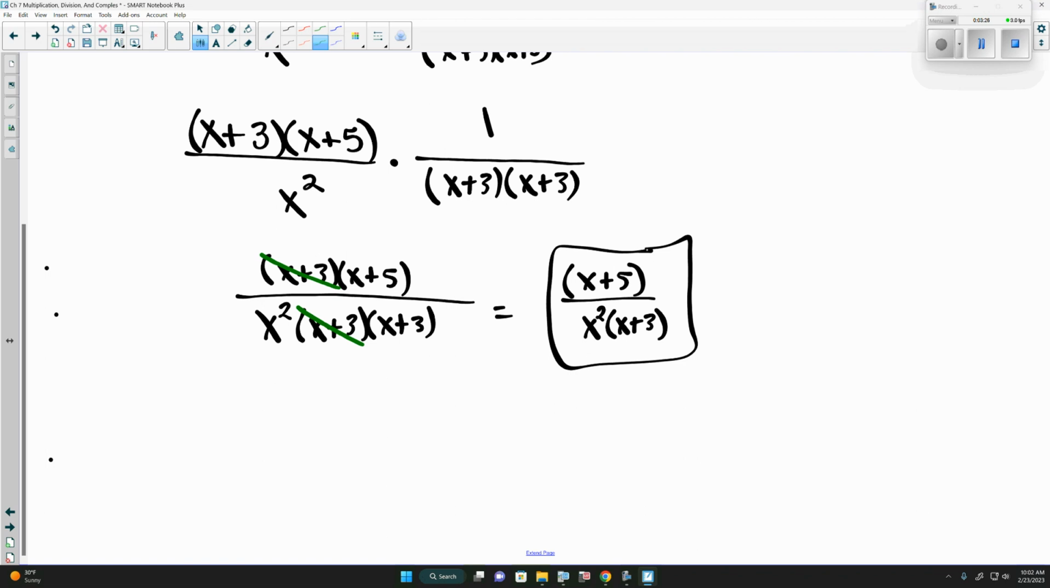Any questions on this here? Really, the only difference between division and multiplication is our first step of keep, change, flip. From then on, it's just multiplication.